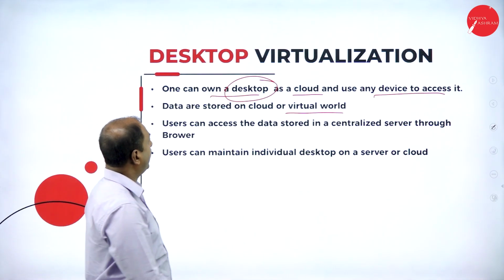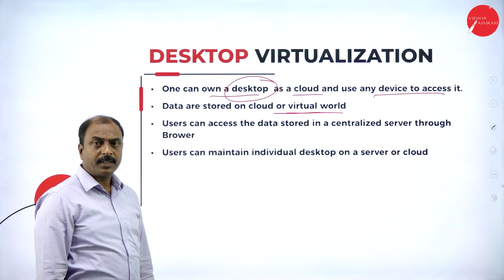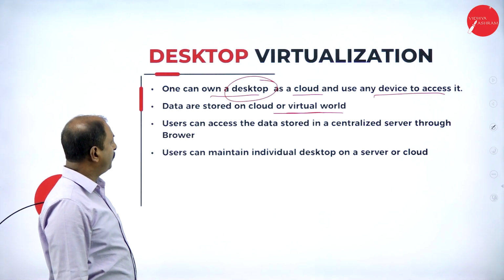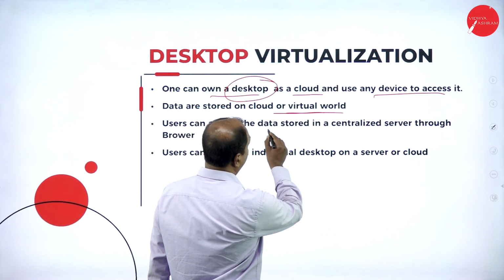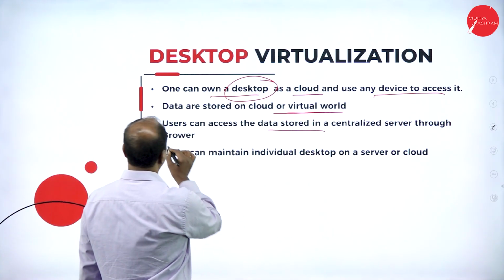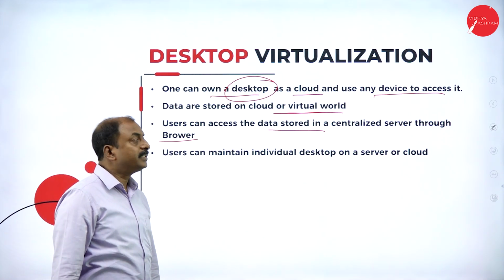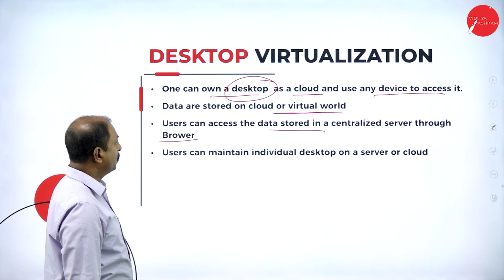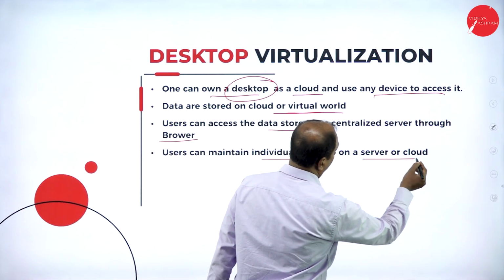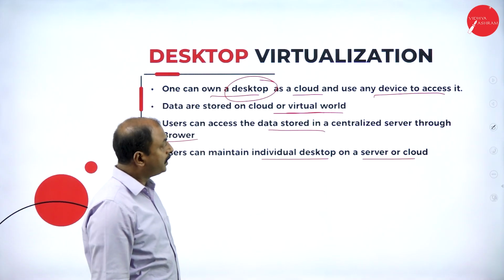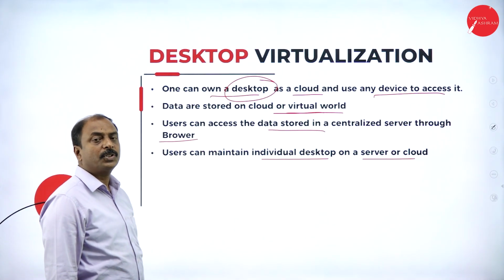Now data are stored on a cloud or virtual world with the help of desktop virtualization. The data can be stored in a cloud environment or in virtual machines, and users can access the data stored in a centralized server through a browser. So there is an interface through which one can access the data from the server. The user can maintain an individual desktop on a server or in the cloud. So these are the features of desktop virtualization.